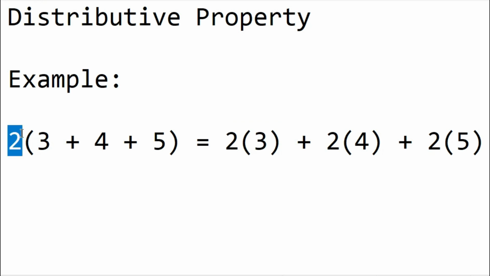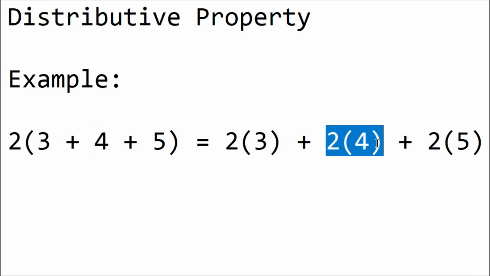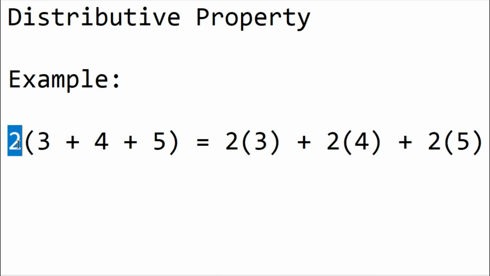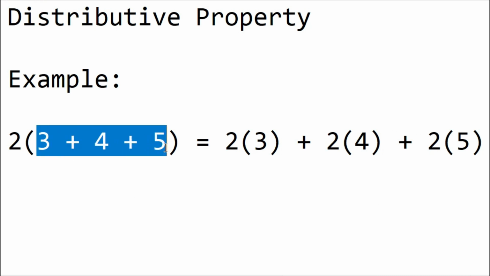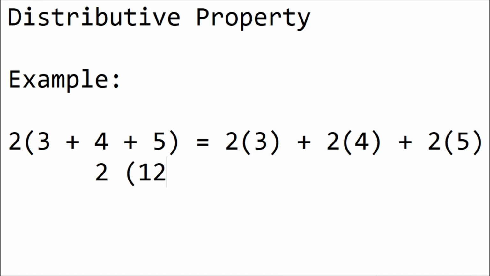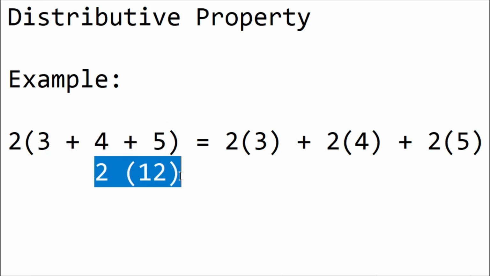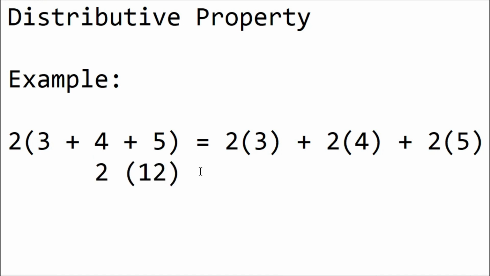Tapos, itong to naman, minultiply ko naman dito sa 4. Kaya meron tayong 2 times 4. Then, yung 2, minultiply ko naman dito sa 5. Kaya meron tayong 2 times 5. Okay? To simplify further, ang gagawin natin ay i-add natin to. Okay, meron tayong 12 multiplied to 2.